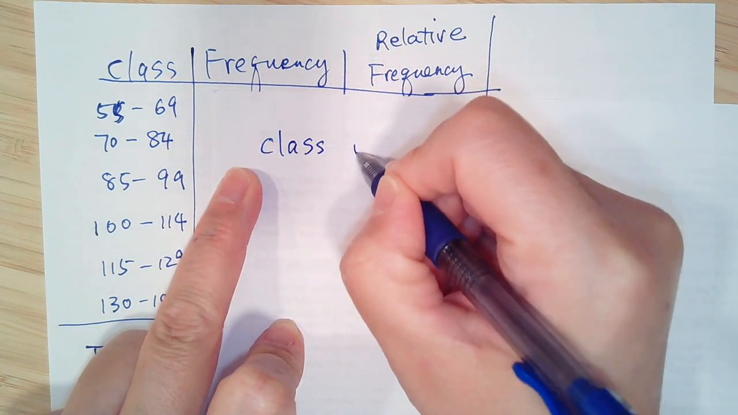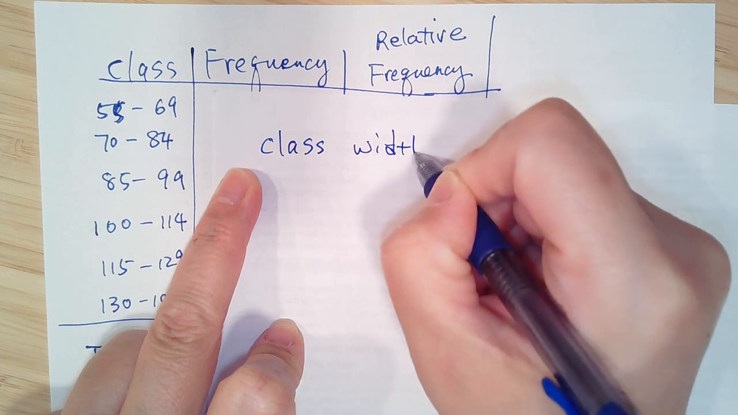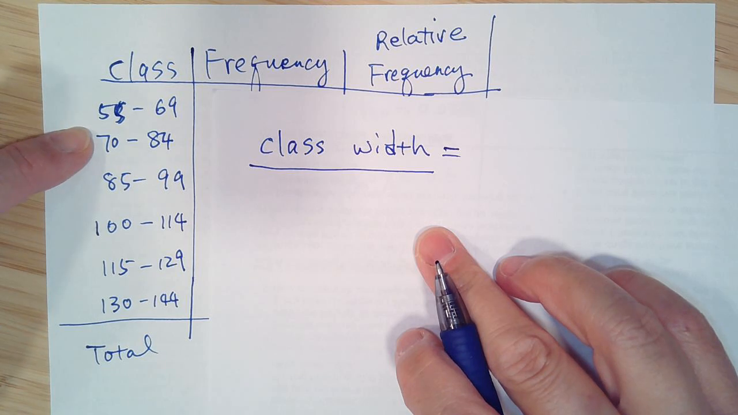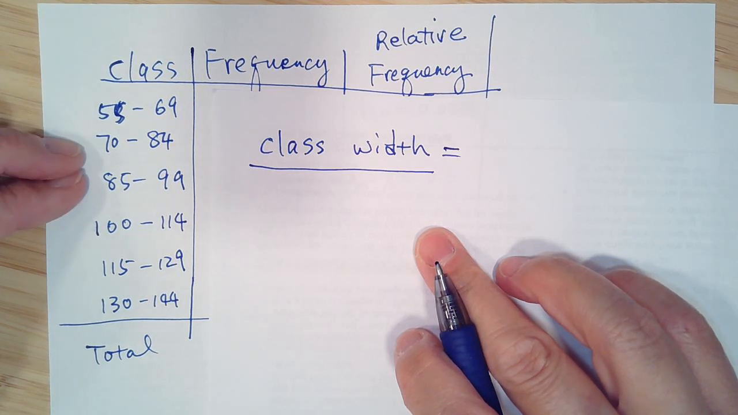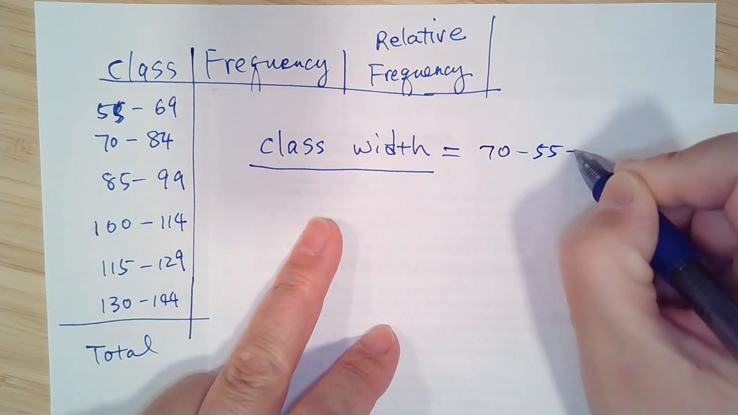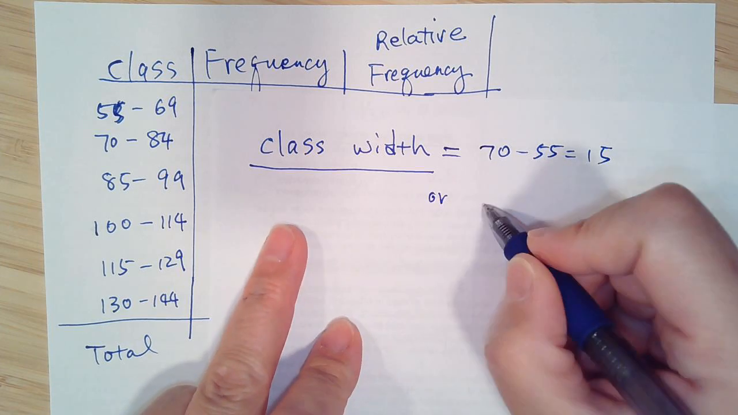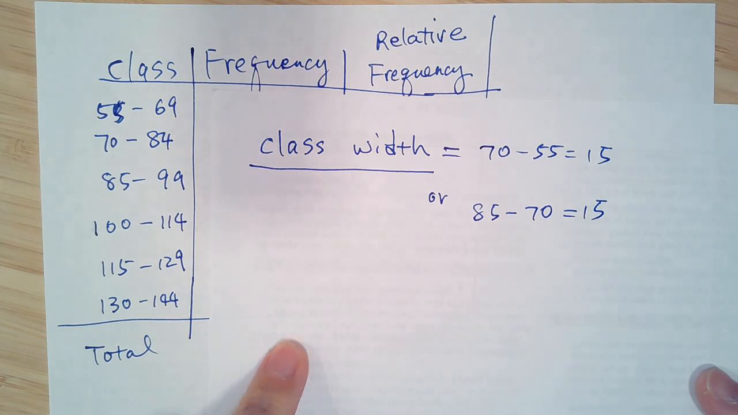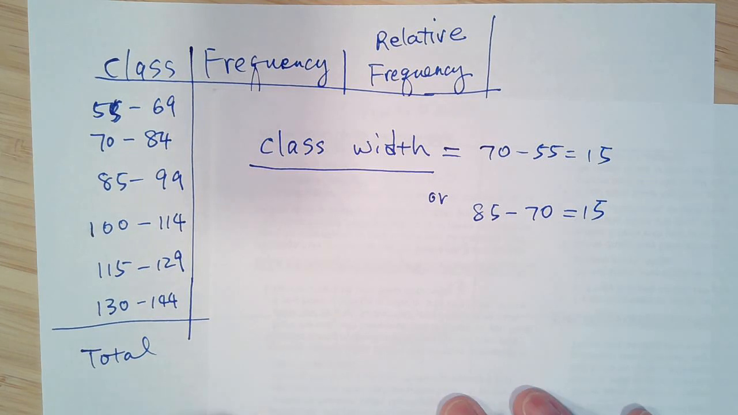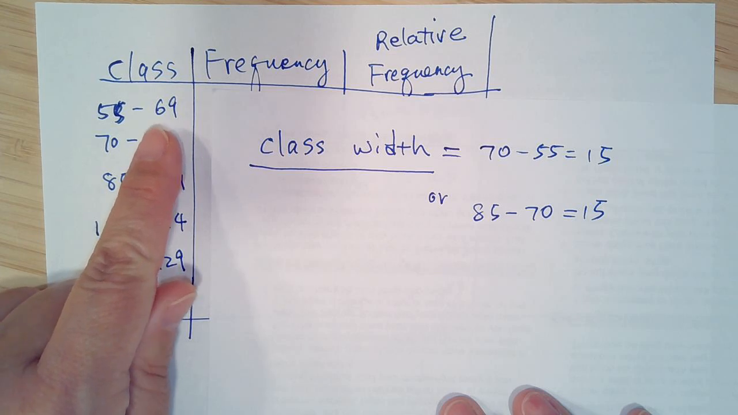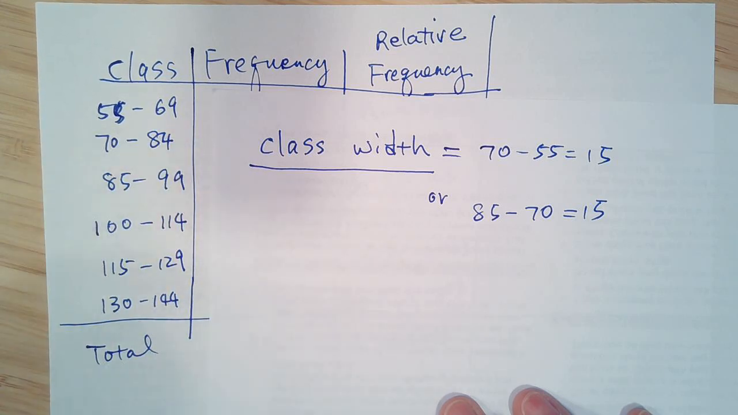then you just use the lower limit. You choose 2 consecutive lower limits and then find the difference between them. So you can do 70 minus 55, which is 15, or you can do 85 minus 70, you also get 15. It should be the same thing, so that's the class width. Be very careful. Class width is not from 55 to 69. If you find 55 to 69, the width is 14. No, it should be 15. So the easiest way is just to use the lower limits.